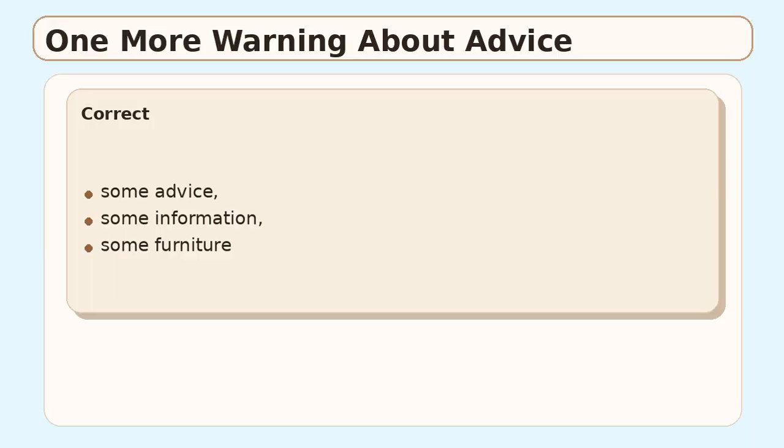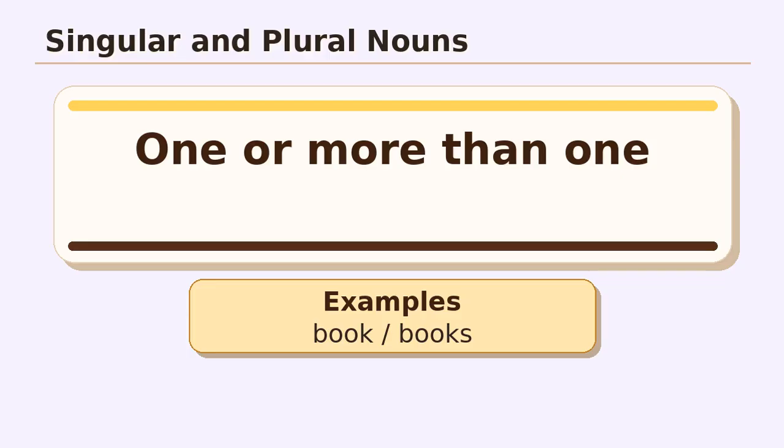Learners often say advices, informations, or furnitures. In standard English, advice, information, and furniture are usually uncountable nouns. Most countable nouns can appear in singular and plural form. Singular means one. Plural means more than one.